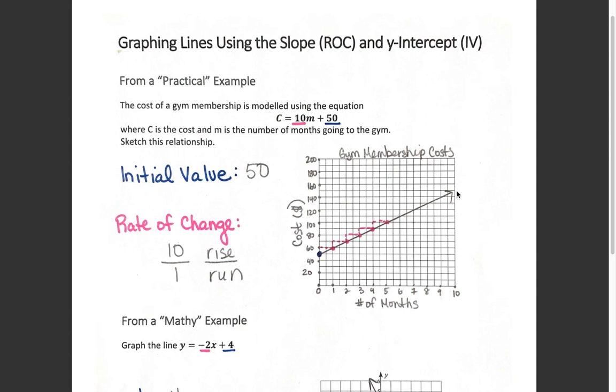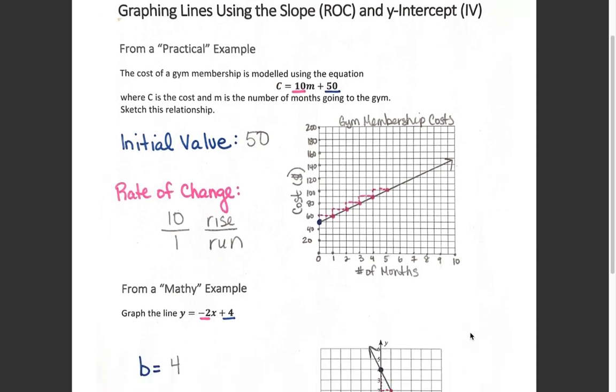So instead of doing a table of values, you can pick off the rate of change, pick off the initial value, plot your initial value, start with your pencil there, and then use your rise over run, rise over run, rise over run to get the additional points on the graph. Just keep in mind that you need to be very careful about the scale you're using, making sure it corresponds to the rise and run you've identified as your rate of change. That can save a little bit of time instead of having to do the whole table of values.